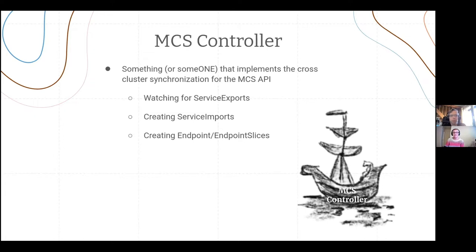This includes synchronizing a number of Kubernetes API objects across the cluster set, some of which are unique to the MCS API, such as service exports and service imports, and some of which are in the core Kubernetes API, like endpoints and endpoint slices.